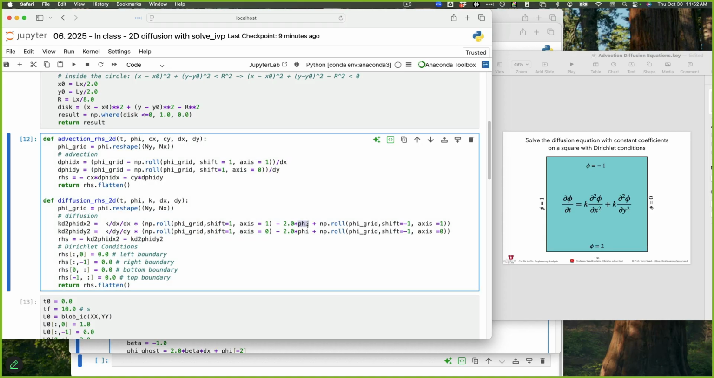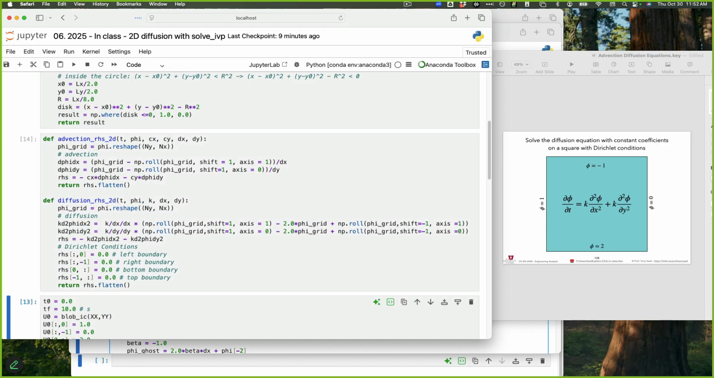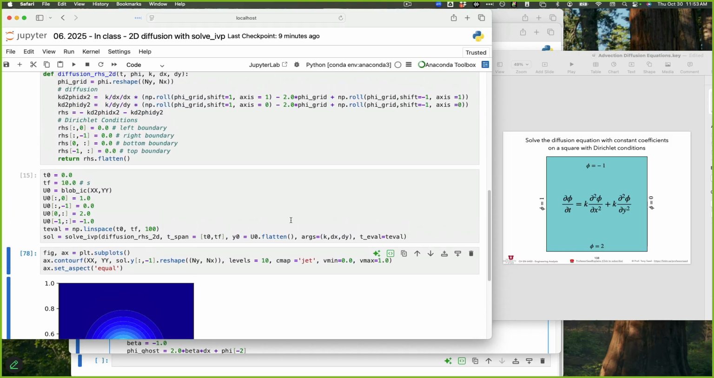Yes, phi grid. That's right. Yep. Okay, perfect. Thank you, Ariana.